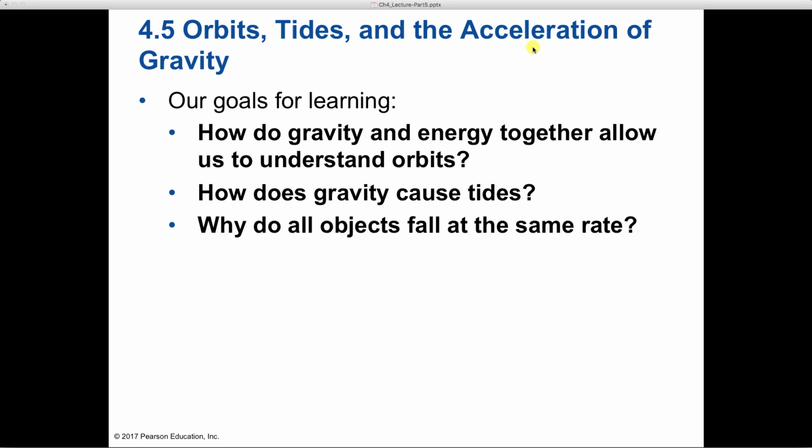Hi class, in this last part of Chapter 4 we're going to talk about gravity a little bit more, and energy, and how we can understand orbits of planets and also how we can understand tides, how the moon and the sun kind of cooperate or even work against each other to create the tides. And then also at the very end we'll talk a little bit briefly about why do objects fall at the same rate.